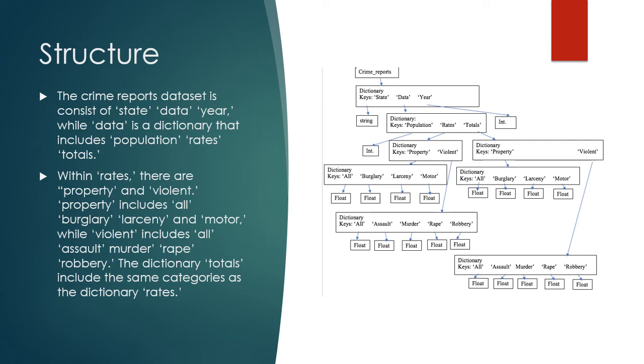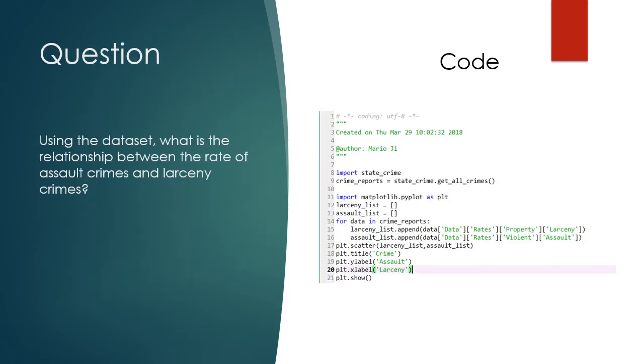Now, let's look at the questions I proposed for this project. The question for this project is, what is the relationship between the rate of assault crimes and larceny crimes? The question is very detailed and it looks directly at the rate of two major crimes. If we can find a relationship between these two crimes, we'll be able to take some actions towards one of them and affect the other.